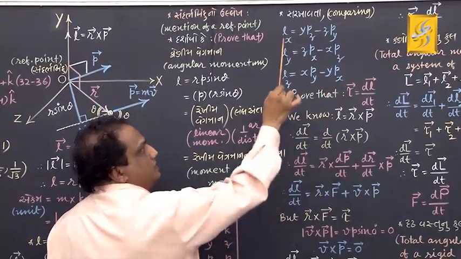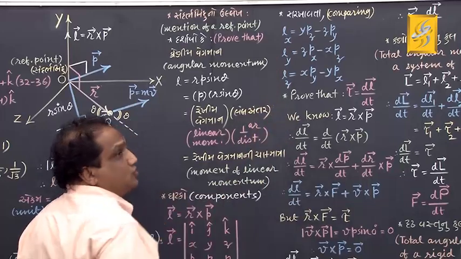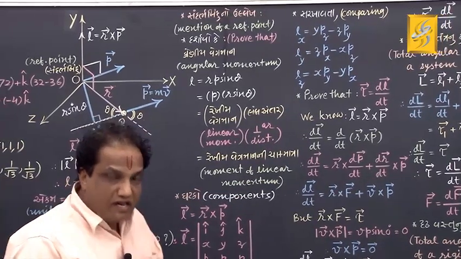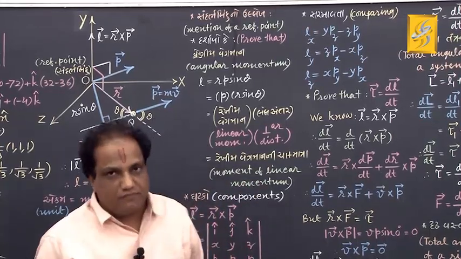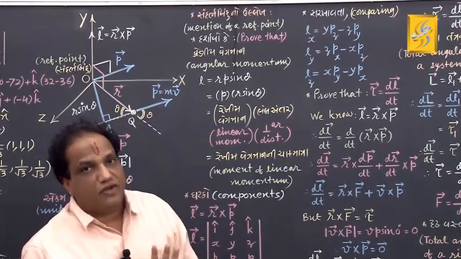Got it? This is how you can find all the 3 mutually perpendicular components of vector L, which are normally called Cartesian components of angular momentum.